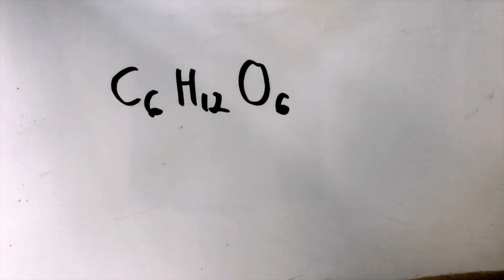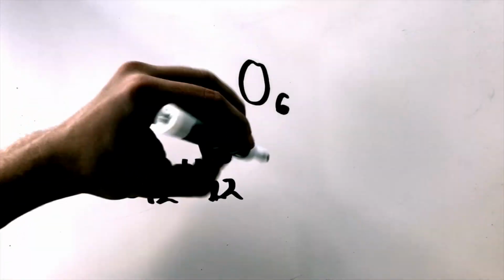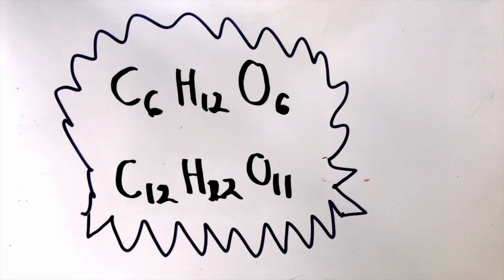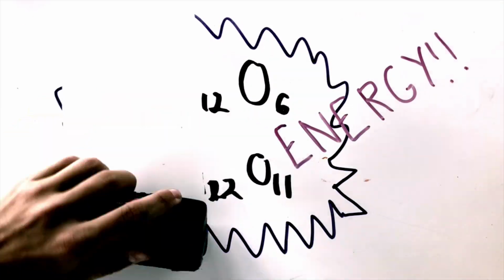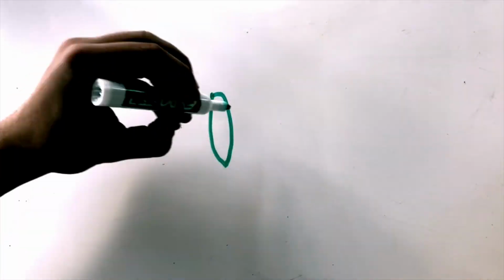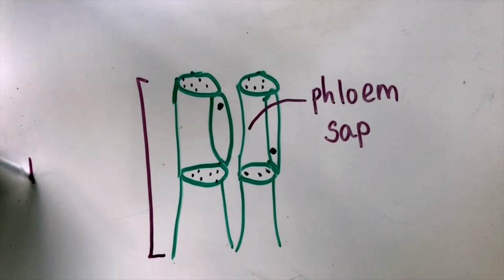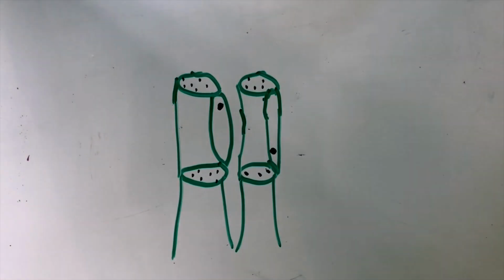Glucose is not the only form in which carbon is used in the plant. It sometimes gets converted into sucrose as well. These two molecules are our plant's main sources of energy. The way the carbon in these molecules makes its way throughout the plant is through the phloem sap, which is the liquid that is transported through a phloem.